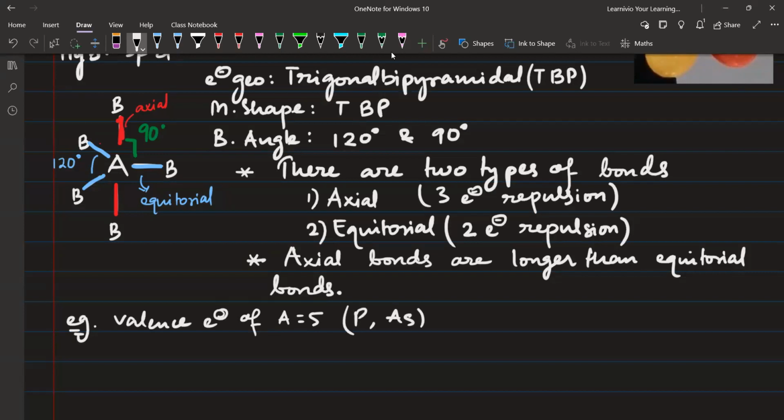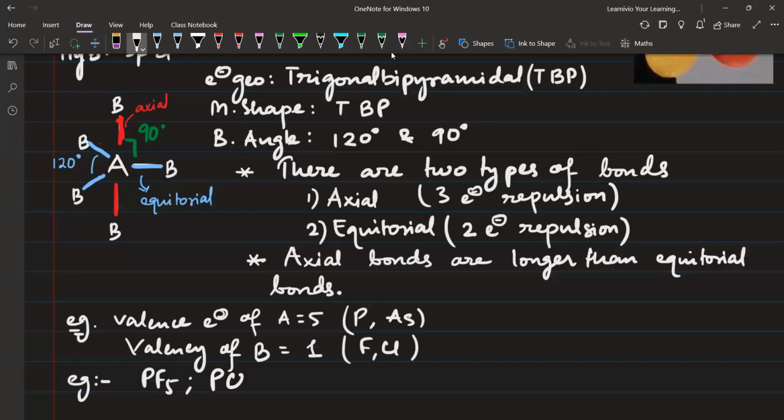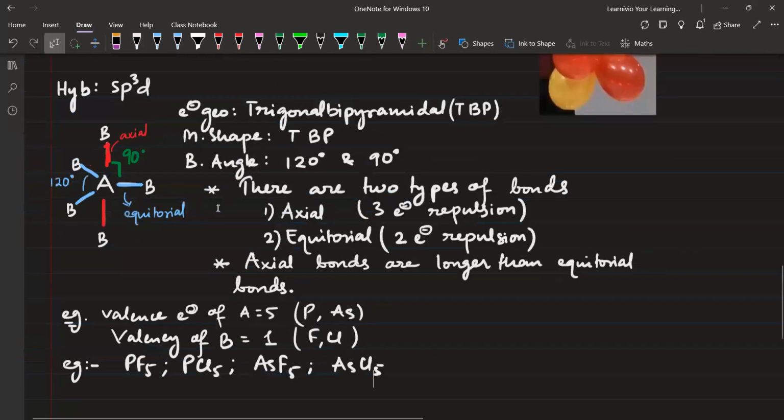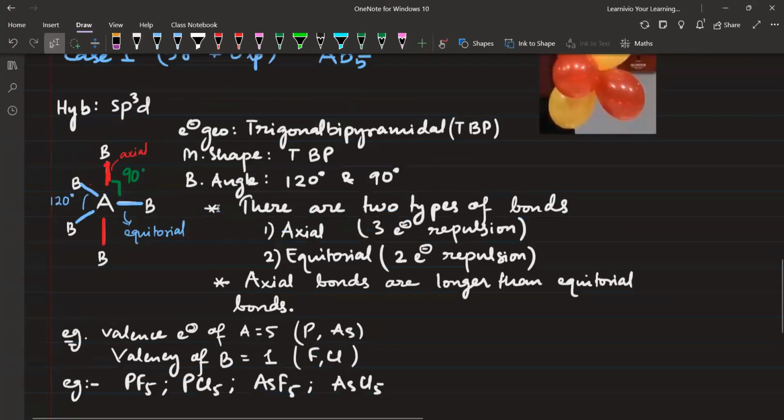Valence electron of A, that is the central atom. The valency of B, the combining capacity of B, should be 1, which is going to make only a single bond. So fluorine and chlorine can make this type of bond. The specific examples will be PF5, PCl5, AsF5, AsCl5. These are the common examples. Further, when we do problems, we are going to see more examples. Copy this down, raise your hand once you are done.